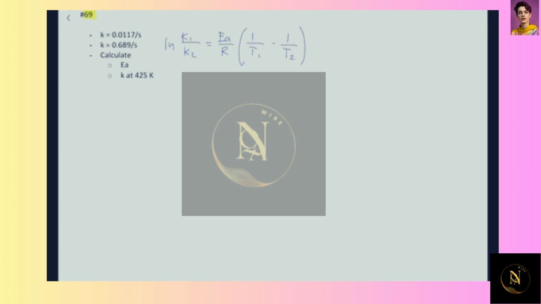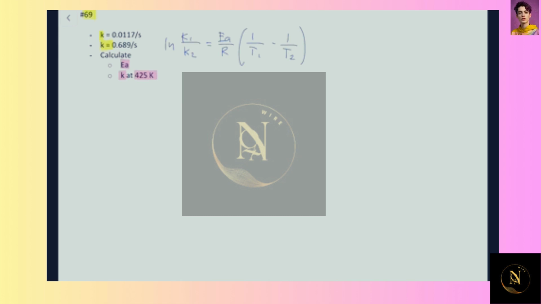Okay, problem 69. We're given two values for the rate constant, and those are at different temperatures, which I'm just going to give. And we're asked to calculate the activation energy and the rate constant at 425 Kelvin.